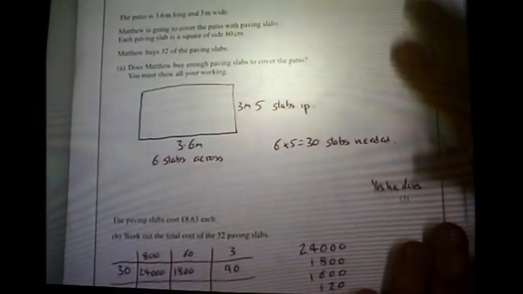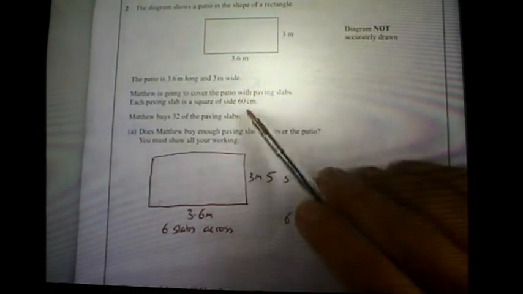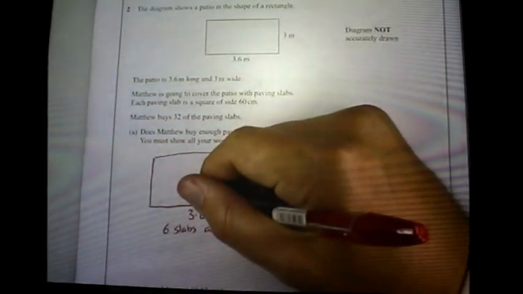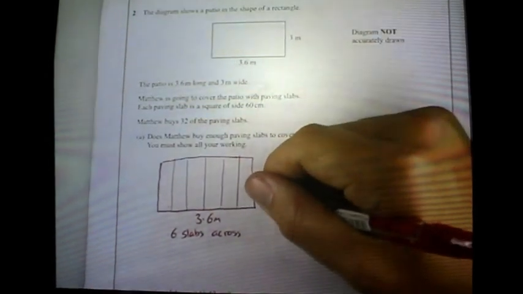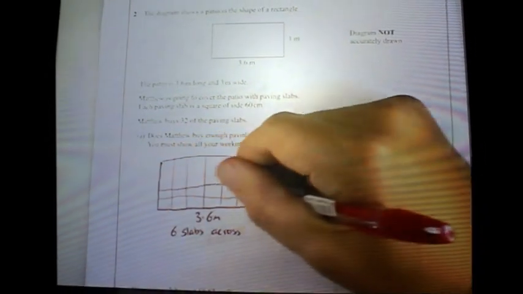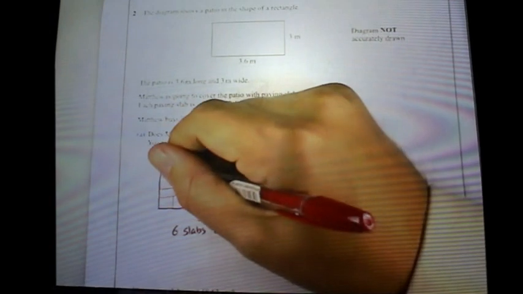Next one, question 2. Some paving slabs. It's 3.6 metres wide, 3 metres high, and the paving slabs have got sides 60 centimetres. What I did for this is just literally broke it up. I worked out that you get 6 slabs across, because obviously they're 60 centimetres, and you get 5 slabs up, so that will look something along the lines of there you go. So you can just count up how many slabs you need.